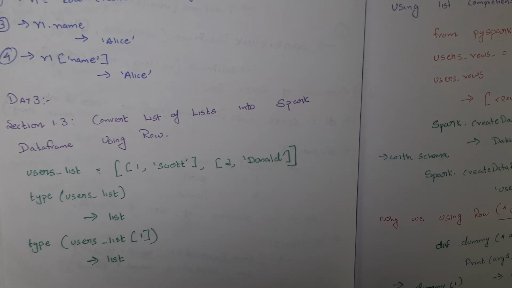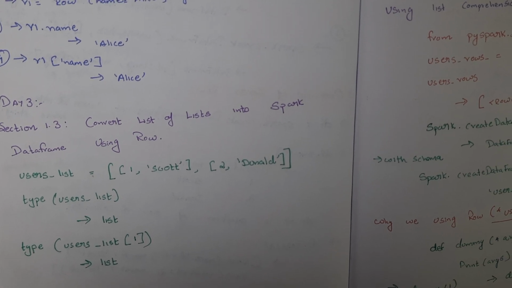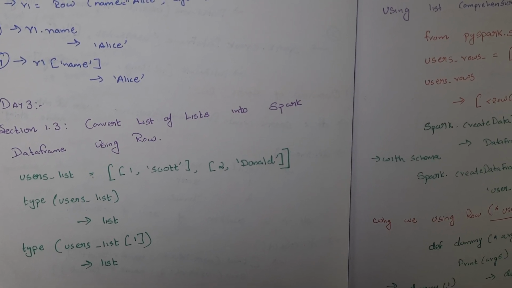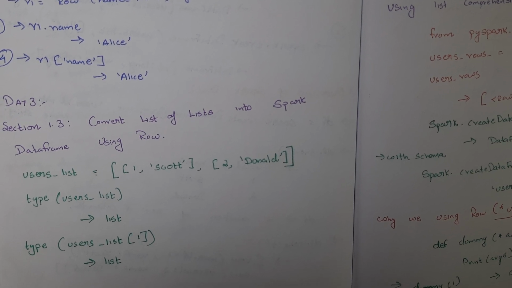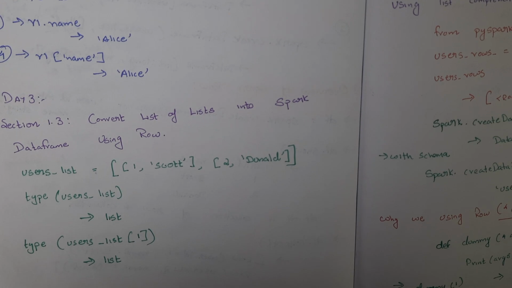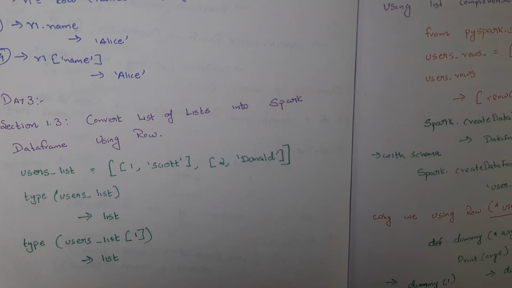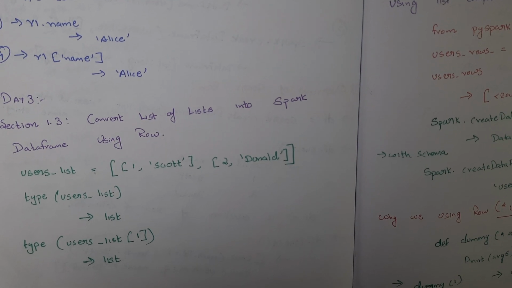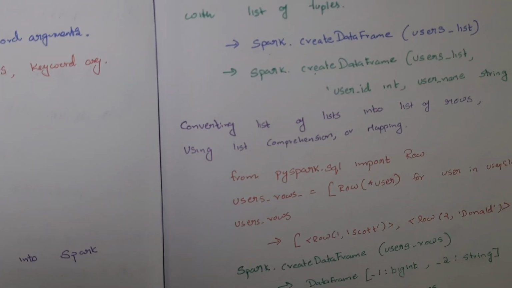So let's say we have a user list which is a list of lists. If you see, I have a list, and inside that I have lists: 1 and Scott, and 2 and Donald, as the lists inside the list. So the type of the user list is nothing but a list, and the type of the first object of the user list is also a list.